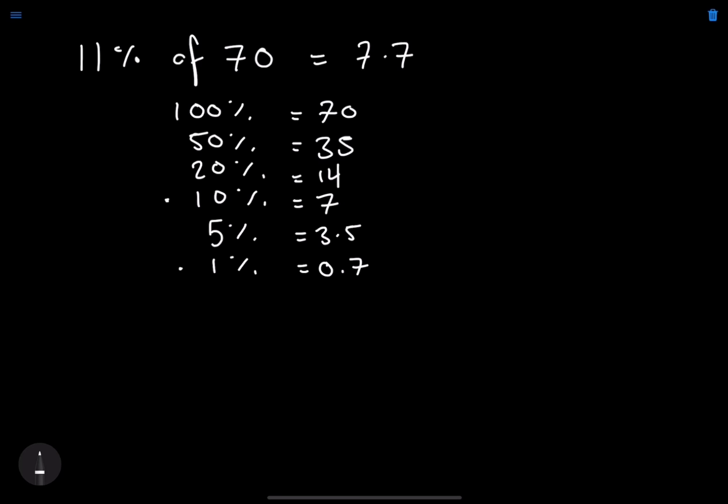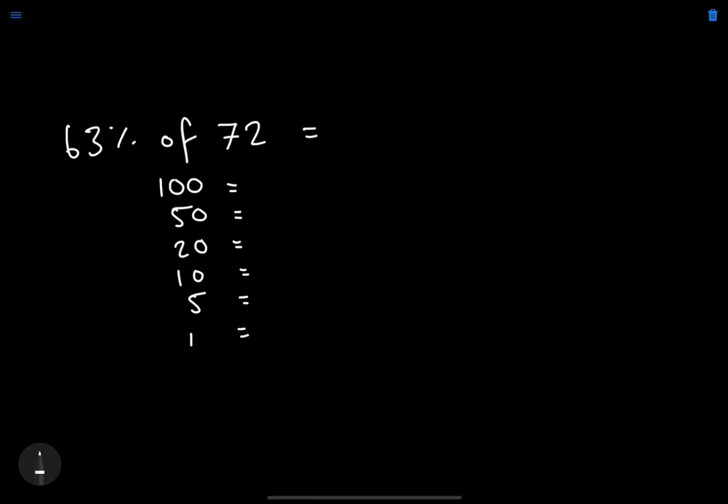So this kind of method can work regardless of how complex the percentage calculation is. So 63% of 72, for example. I'd have no idea what this is off the top of my head, but if I write out my table, 100, 50, 20, 10, 5, and 1, and then start working it out. So 100% is 72, 50% is 36, 20% I'm not sure entirely, but 10% I can work out quite easily, 7.2, so I'll just double that, 14.4, and then half of 10% is 3.6, so that's 5%, and then 1% is 0.72.